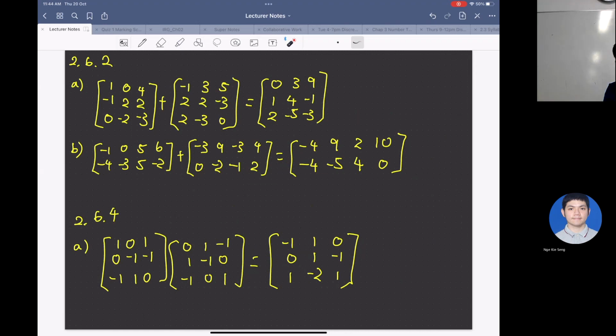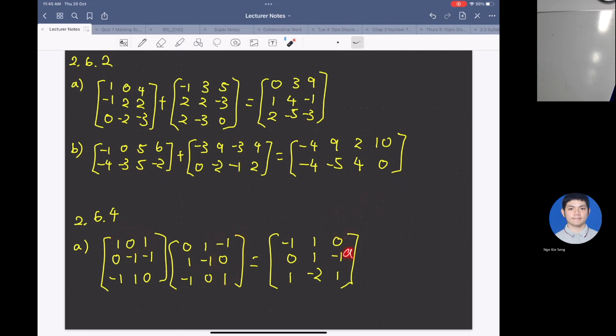2.6.2: just to check whether you know how to add matrices, add the individual terms. And then 2.6.4, multiply. Maybe I found some of you still cannot multiply properly. So this one multiplies with this to get the first entry. And then the first row, second column, gets the second. This one is the 2,1 entry. How to get the 1,3 entry? You take the first row times the third column. So this one will tell you which row, which column to multiply.